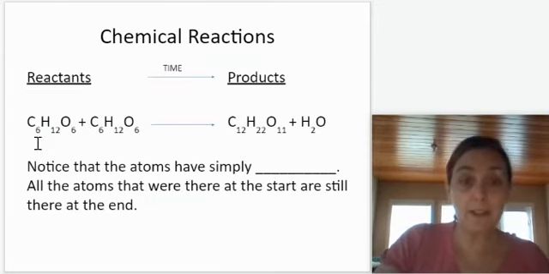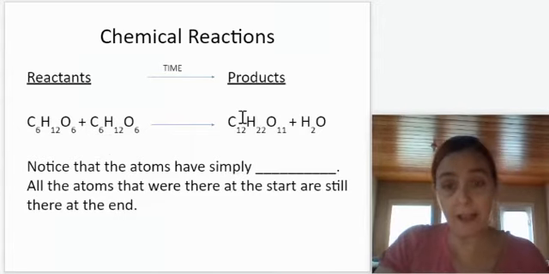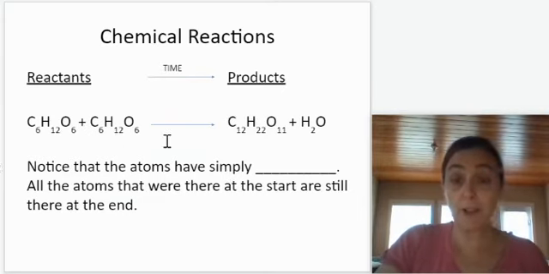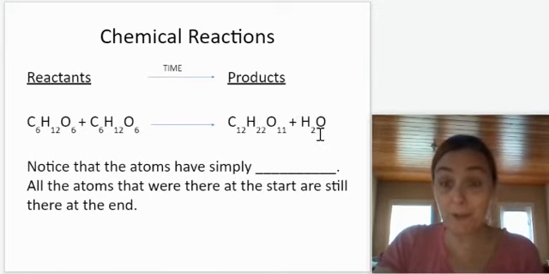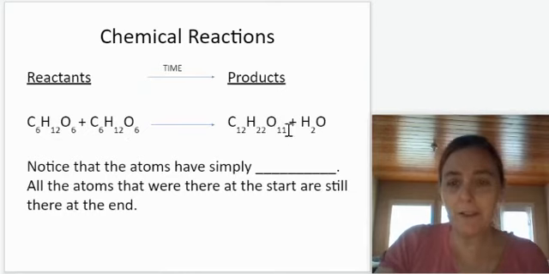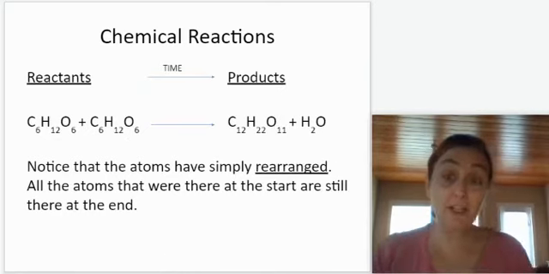If you look, you've got 6 carbons and 6 carbons for a total of 12 carbons you started with, and you got 12 carbons to end with. You have 12 and 12, 24 hydrogens, but there's only 22 here. Oh, right, the other 2 hydrogens are there. So you started with 24 hydrogens, you end with 24 hydrogens. And you have 12 oxygens, 11 here and 1 over here. Absolutely. The atoms have simply rearranged.